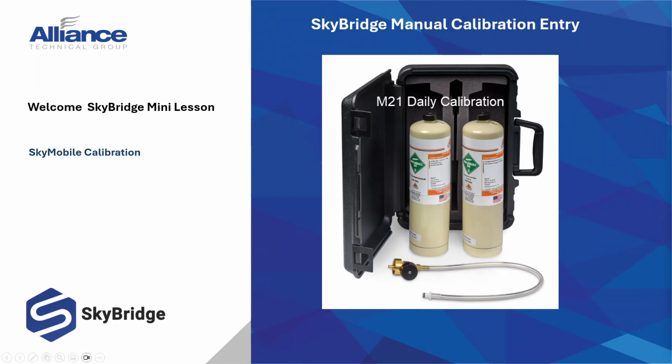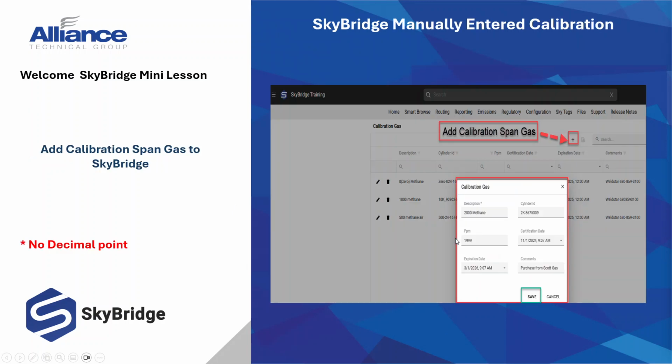So first thing you want to do is get your calibration gases in SkyBridge. Once you get the bottles in, you're going to have a certification paper to get done. Then you want to make sure that you get that information into SkyBridge. So add calibration span gas to SkyBridge. Remember, no decimal points, just round it up or down. But if you notice here, there's a little add button here to add your span gases.